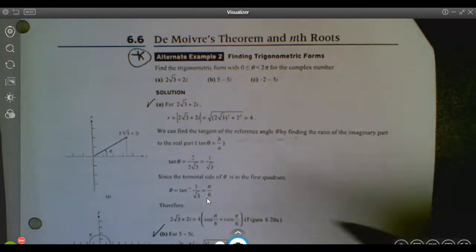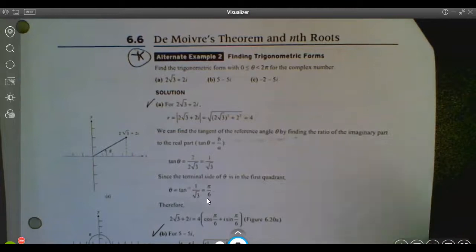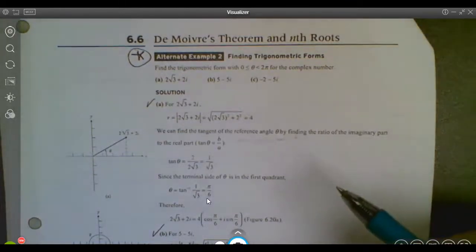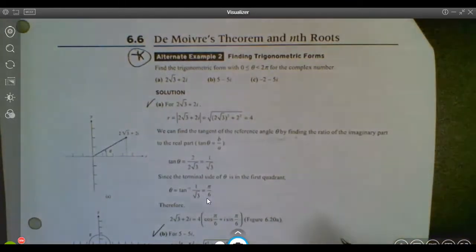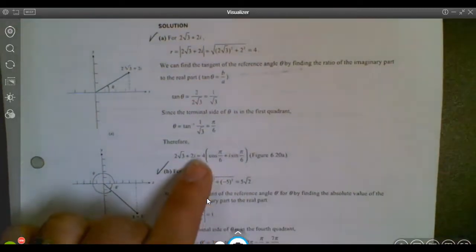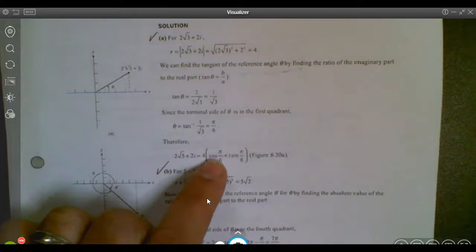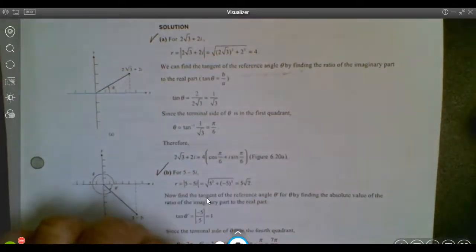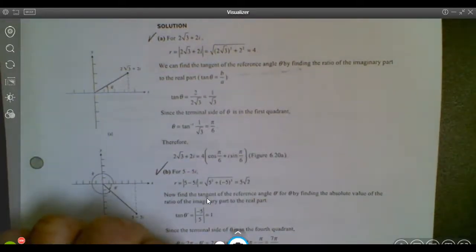Anyway, moving on, we now know the angle for this, and so now we can convert this into polar form or trig form. Remember, that was simply writing it as r cosine theta plus i sine theta, right? That's what we just saw on the previous page. So once you know the r and theta, all we've got to do is plug those in. So let's take a look at the next one here.